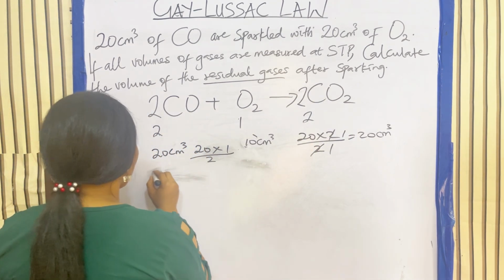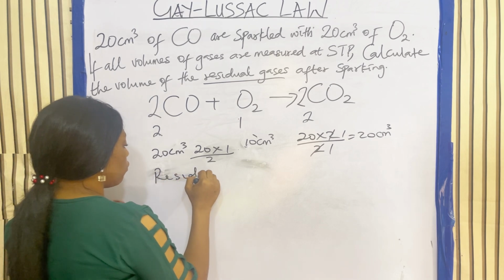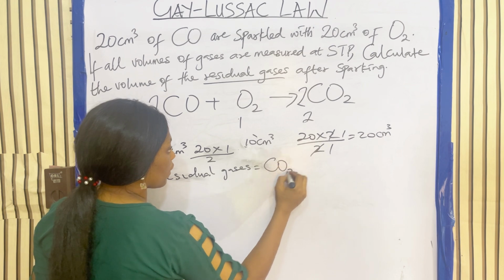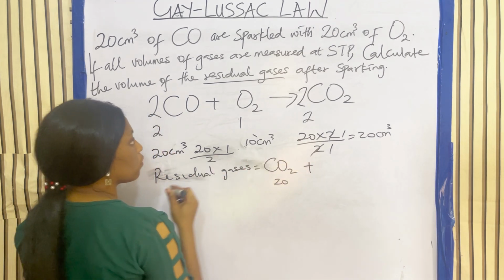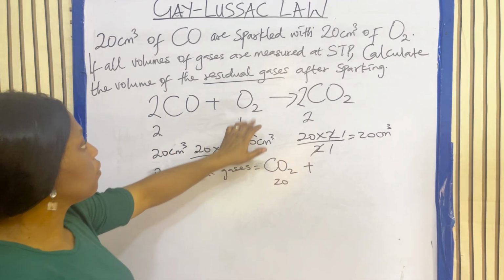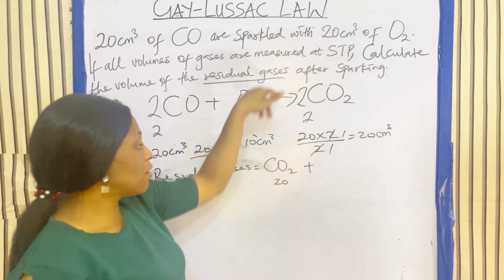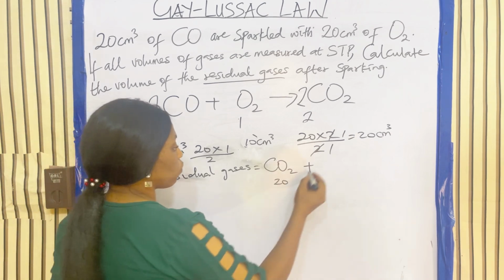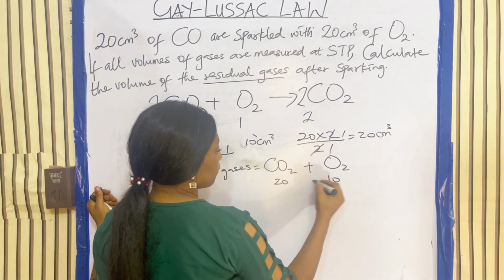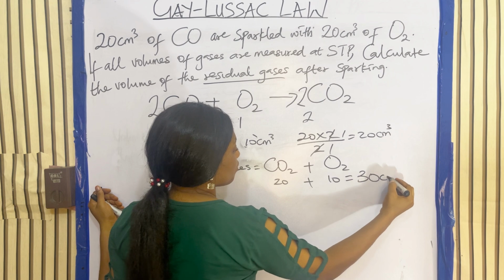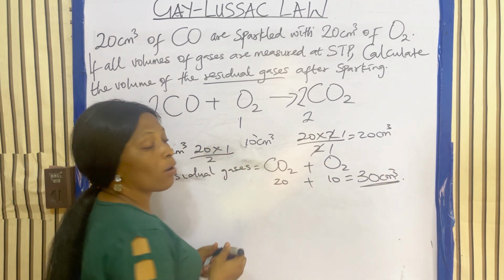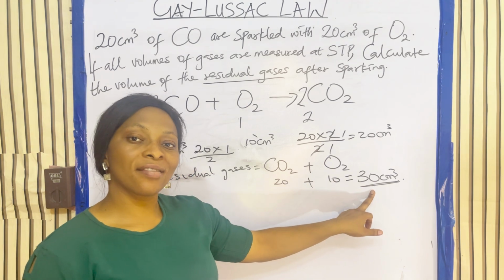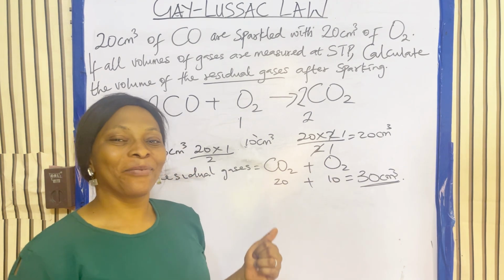So the residual gases will be what? Residual gases will be the product, which is carbon dioxide, 20 cm cube, plus, now when you look at oxygen, it was sparked with 20. So 20 minus 10, that means only 10 was used. Remaining 10 plus what? Oxygen, remaining oxygen 10. So that will give us what? 30 cm cube of residual gases. So the volume of the residual gases left is what? 30 cm cube. Let's look at another practice question.